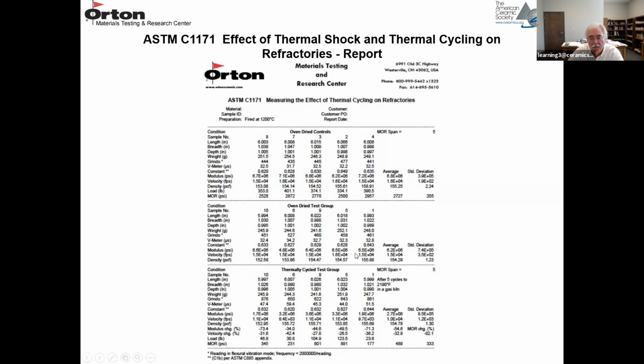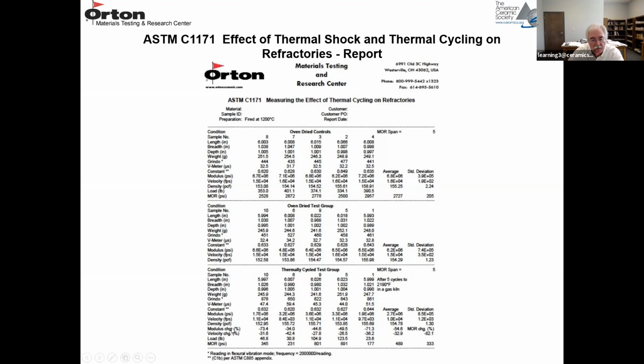Modulus and velocity, again, are non-destructive. So now you have another average here for modulus and velocity. And then you thermally cycle these 5 samples. They went through 5 cycles at 2190 degrees F in a gas kiln. And then you measure the same measurements: the length, breadth, depth, weight, the frequency of vibration, the time for the sonic sound waves to travel through the sample. You have your constant, you calculate the Young's modulus, the velocity, the density.